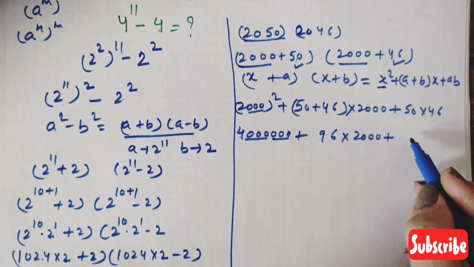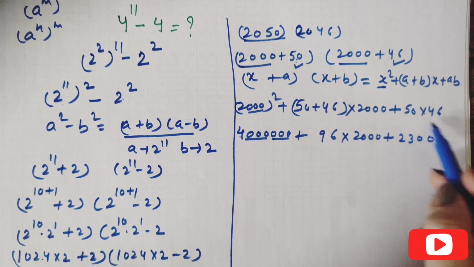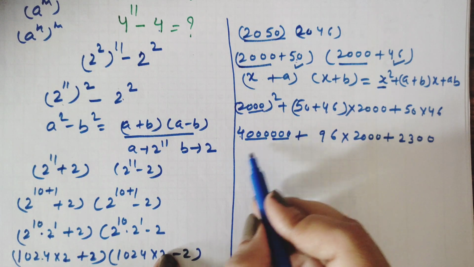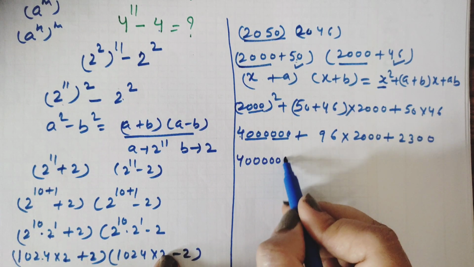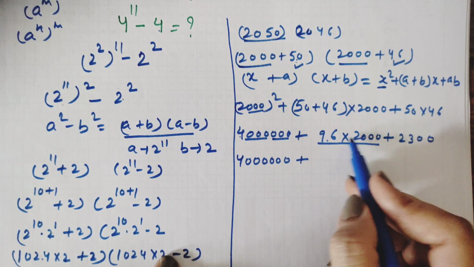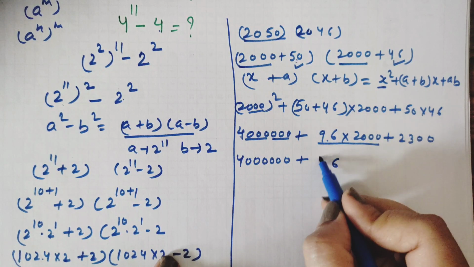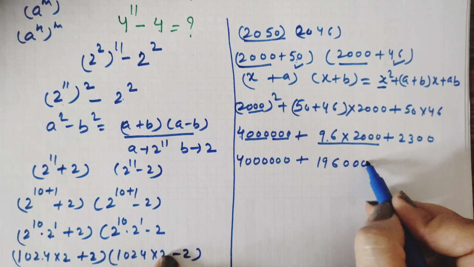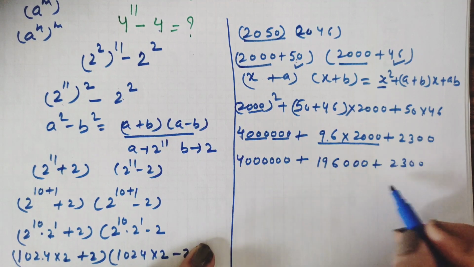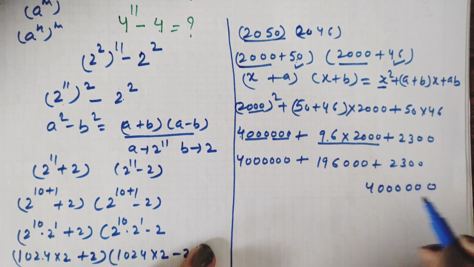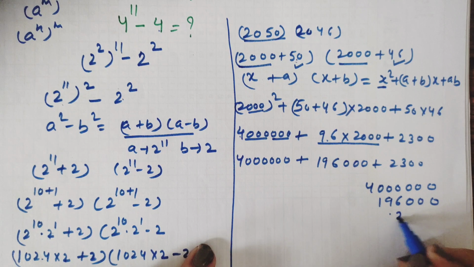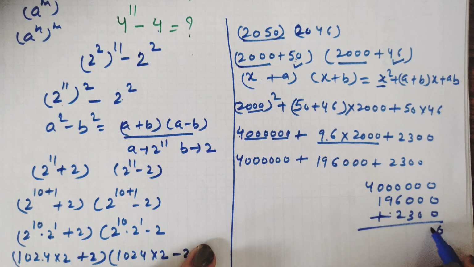If you multiply 50 into 46, you will get 2300. Next, this term we will write as it is, because we will multiply the middle term, 96 into 2. 96 into 2: 2 sixes are 12, 1 carry, 2 nines are 18, plus 1 is 19. So 196 and 3 zeros remain, and 2300. Now we will add these terms one by one.